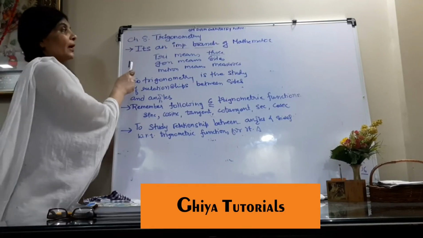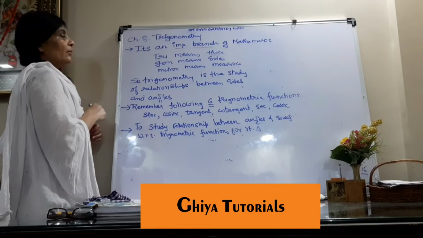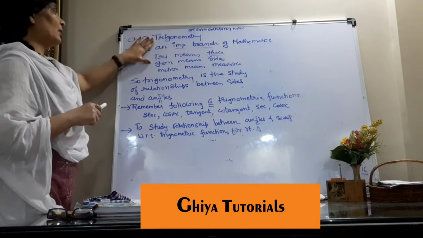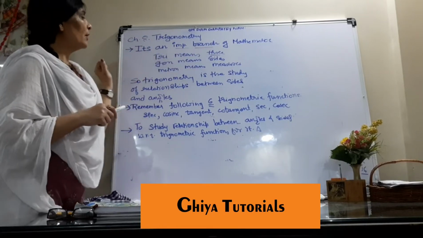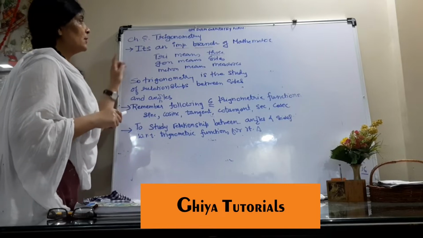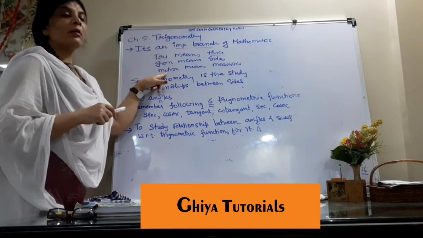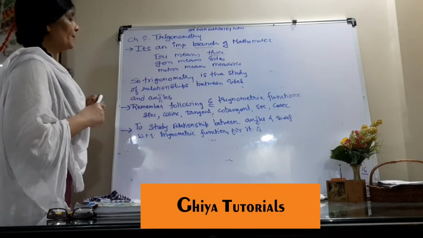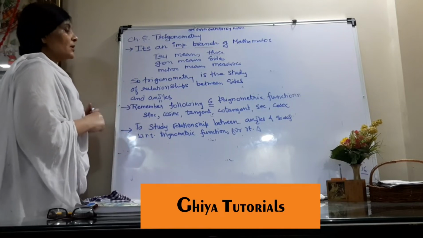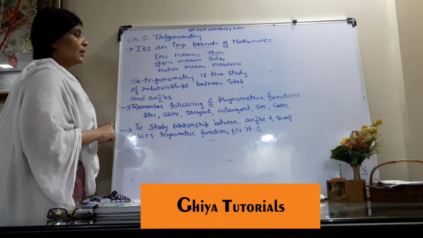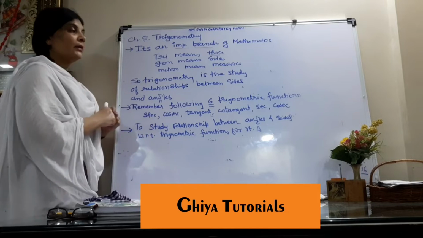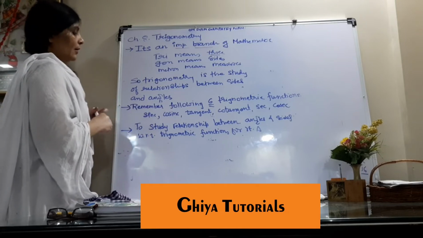It's an important branch of mathematics. What's the meaning of trigonometry? Tri means three. Gon means sides. Metron means measures. So trigonometry is the study of relationships between sides and angles of a right triangle.